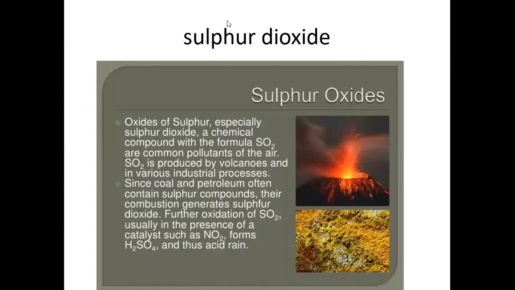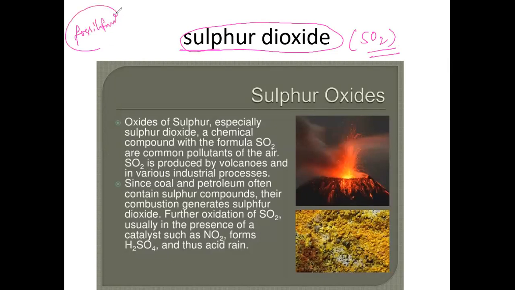Now one of the primary air pollutants is sulfur dioxide, SO2. The largest source of SO2 emissions is fossil fuels; due to combustion of fossil fuels, there is generation of SO2. Oxides of sulfur, especially sulfur dioxide, a chemical compound with the formula SO2, are common pollutants of the air. SO2 is produced by volcanoes and in various industrial processes, since coal and petroleum contain sulfur compounds and their combustion generates sulfur dioxide.